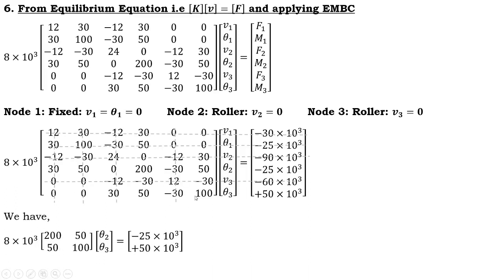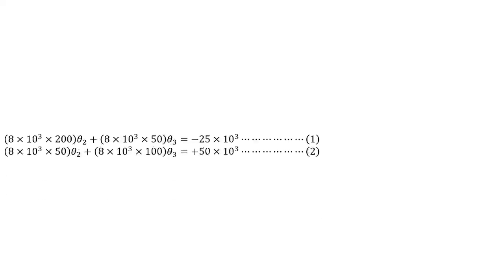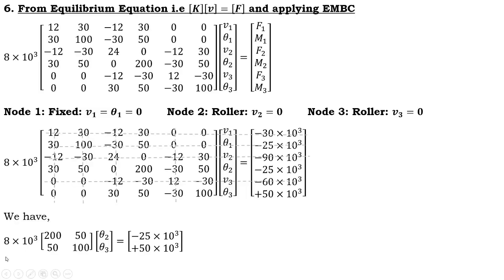So this is what is left, where I have theta 2 and theta 3. These are the two unknowns left. Then minus 25 into 10 to the power of 3 and plus 50 into 10 to the power of 3 is what is left. In the next step, I need to open that matrix, that is, multiply that matrix. So 8 into 10 to the power of 3 into 200 into theta 2 plus 8 into 10 to the power of 3 into 50 into theta 3 is equal to minus 25 into 10 to the power of 3. That is my first equation.